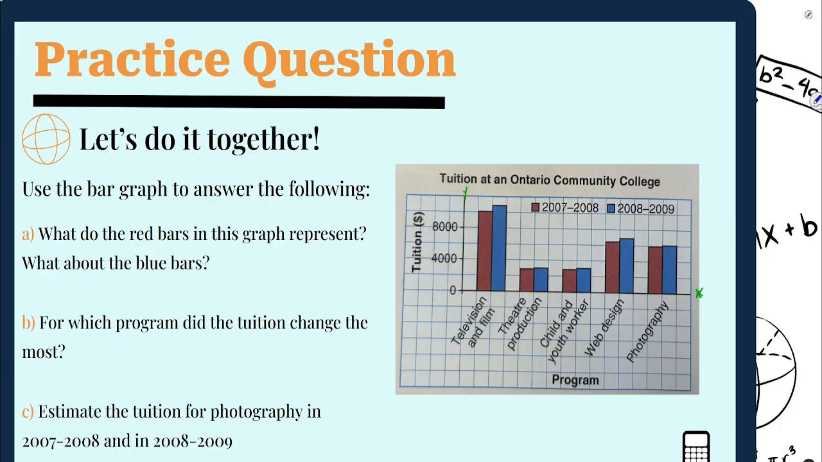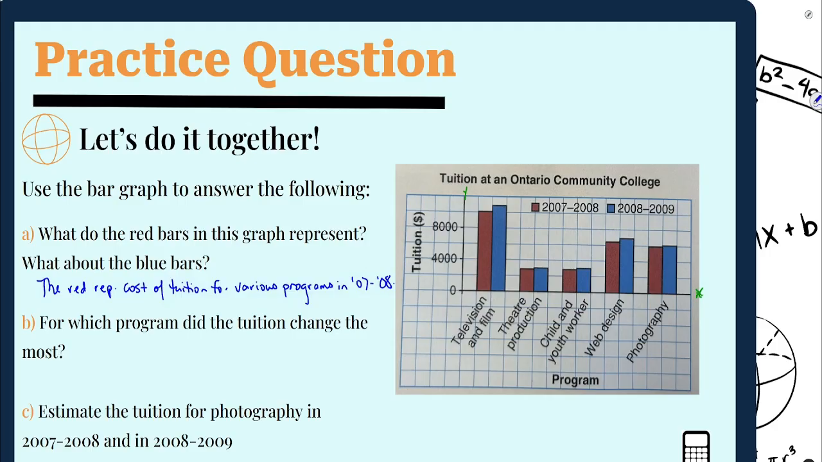So the question says, what do the red bars in this graph represent? The red bars represent cost of tuition for various programs in 2007-2008.